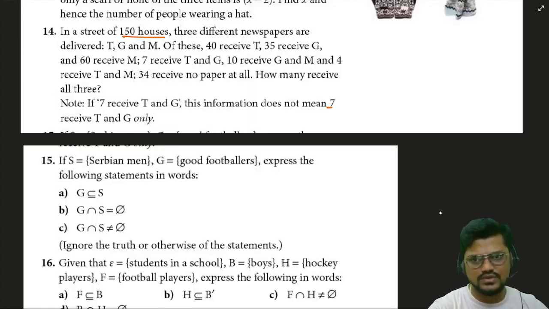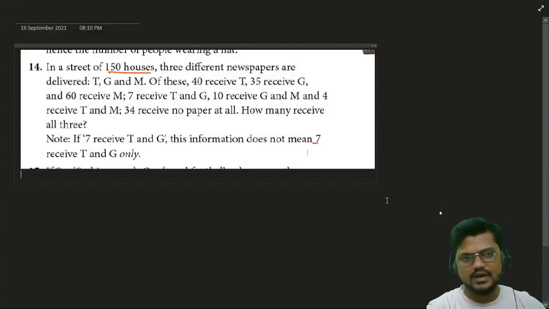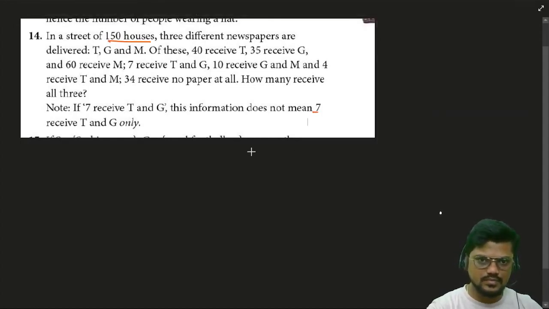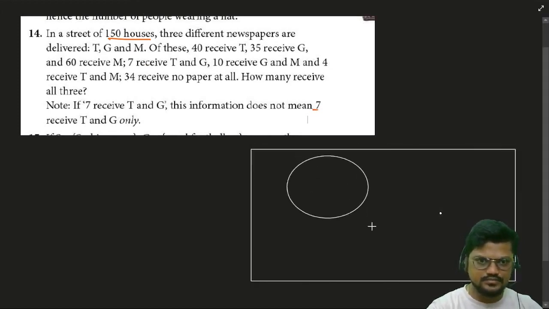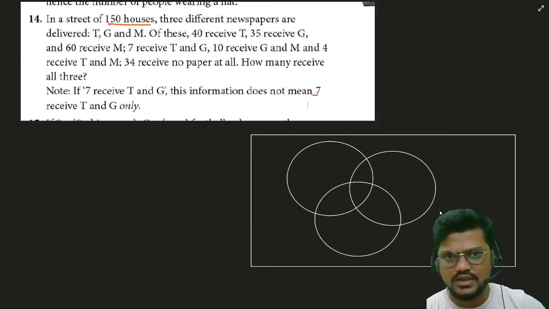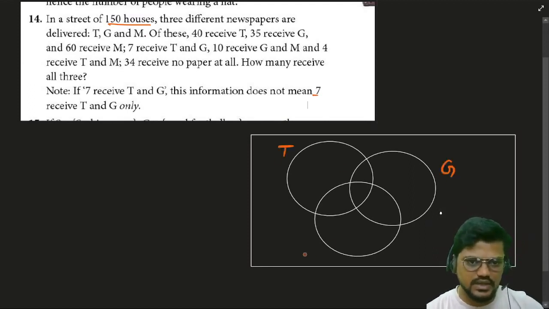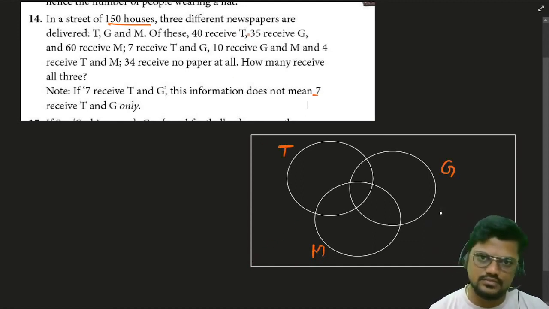Now in this question, fine, we'll solve this question. If you want, I'll solve. 14th question. There is some note given in this question. Let's solve. Again, the same kind: let's draw the rectangle, that is the universal set. Then you will have to draw three circles inside it. Fine. So what is given over here? In a street of 150 houses, three different newspapers are delivered: T, G, and M. Of this, 40 receive T, 35 receive G, and 60 receive M.